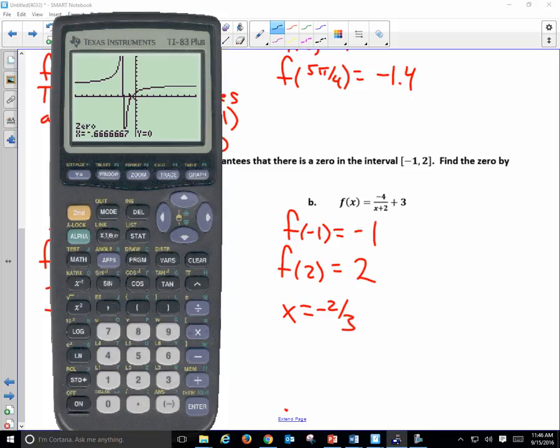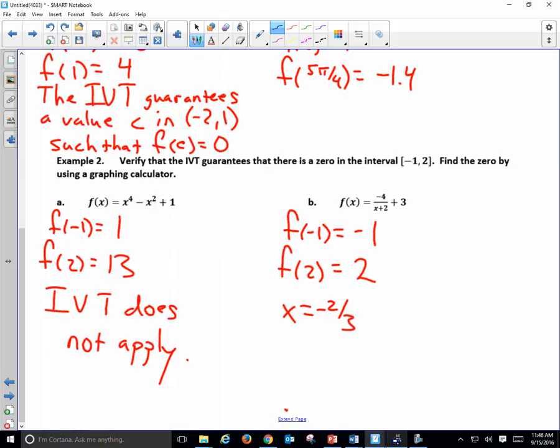Now, where is this function undefined? Where is it discontinuous? At -2, right? Hey, does -2 fall in the interval? No, if it did, then it would be discontinuous over the interval, and the IVT would not apply. So we want to make sure it's continuous over the interval. Look at the next one.